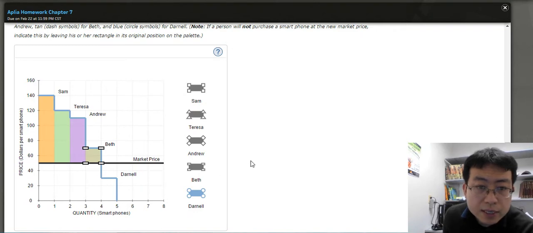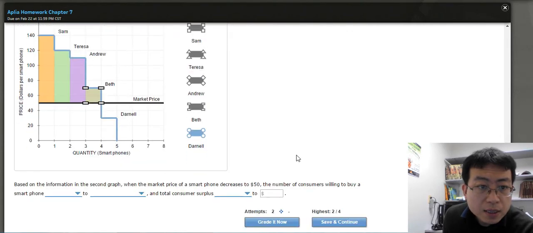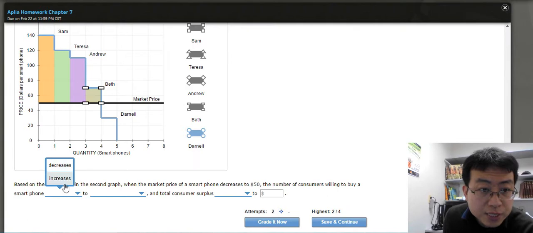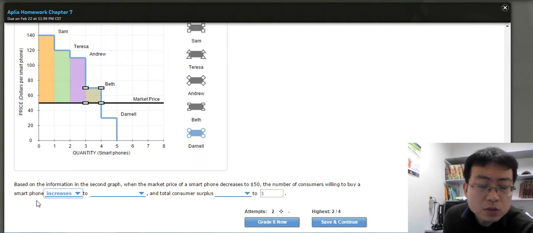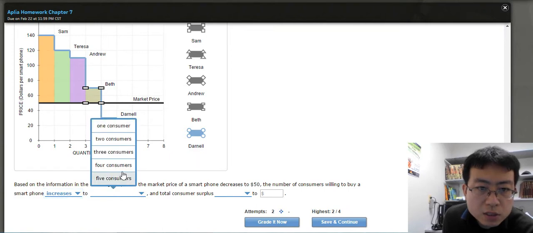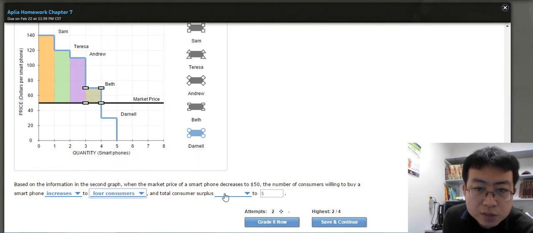But for Darnell, the price is still too expensive, so there's no consumer surplus for the last consumer. So this is our total consumer surplus. Based on the information above, the market price for a smartphone decreased to 50, and the number of consumers willing to buy the smartphone has increased. So price goes down, I'm going to buy more. The number of consumers increased to 4 consumers, and our total consumer surplus also increased.